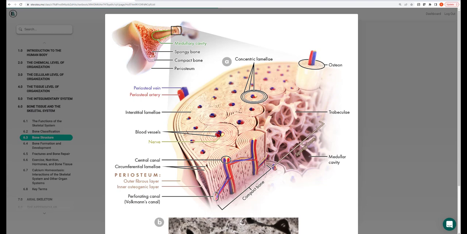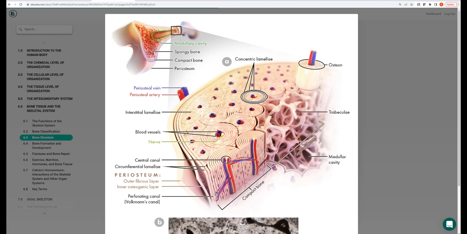Arteries are in red, veins are in blue. Yellow is our universal color for nerve structure. So we see nerves, arteries, and veins traveling through the central canal. So we see evidence here that the bone is an incredibly vascular tissue, right? Lots and lots of blood flow.